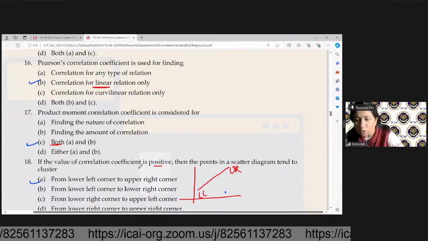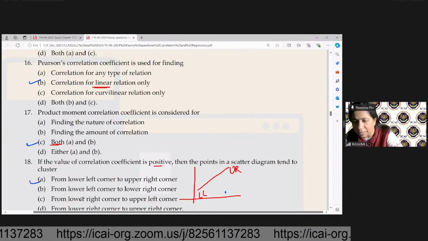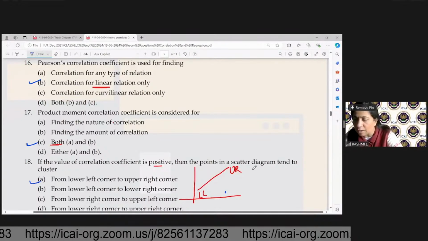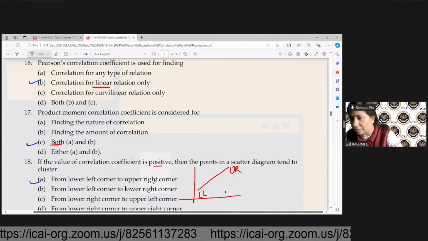If the value of the correlation coefficient is positive, then the points in a scatter diagram tend to, okay, same thing. Positive means lower left to upper right. So A will be the correct answer.